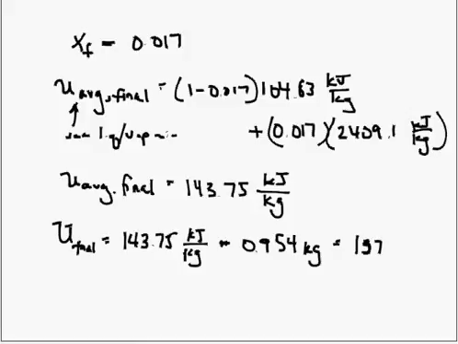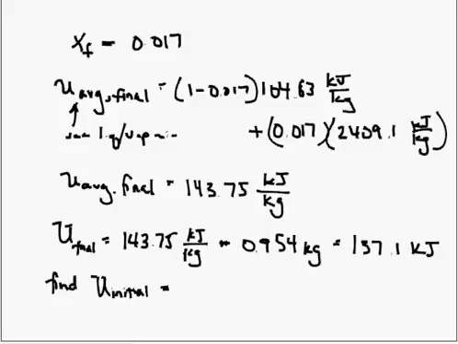137, let me write that a little neater, 137.1 kilojoules. Okay, so now we're almost there. We still need to find the initial total internal energy. Okay, which is going to be our mass. Let me rewrite that actually.